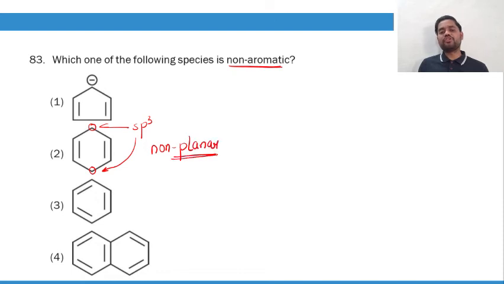It has to be what? A non-planar structure, and hence for question 83, option number 2 is the right answer.